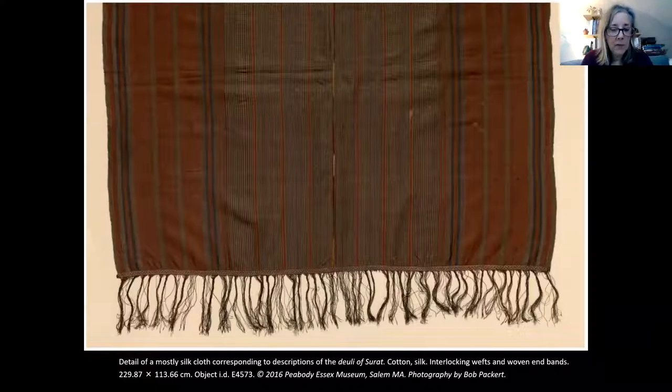I've got some anecdotal information to say it is. And this is in the Peabody Essex Museum of Salem. And you can see how it differs from the earlier pieces in terms of the more complex design and the richer colors and finishes.